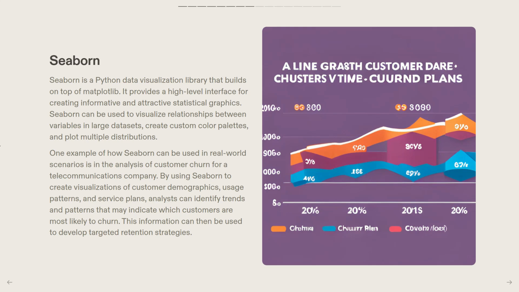One example of how Seaborn works in a real-world scenario is in the analysis of customer churn for a telecommunication company. By using Seaborn to create visualizations of customer demographics, usage patterns, and service plans, analysts can identify the trends and patterns that may indicate which customers are likely to churn. So this information can be used to develop targeted retention strategies.